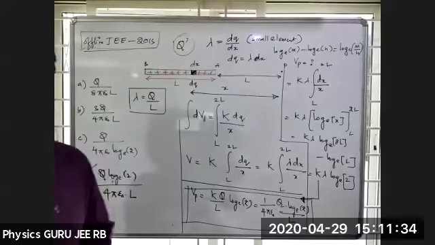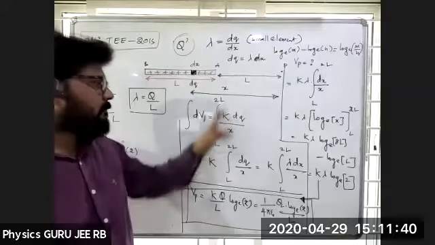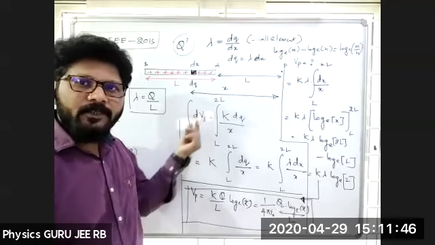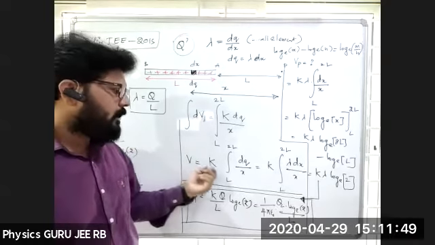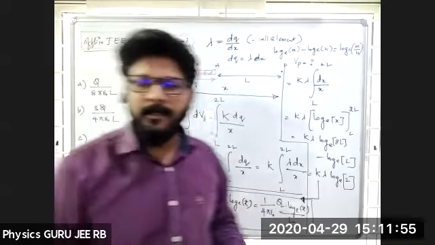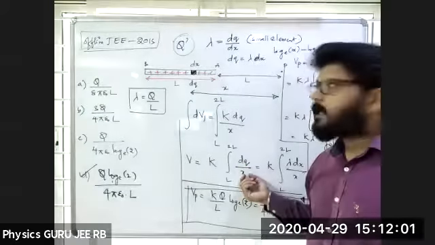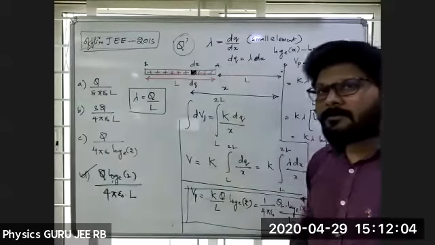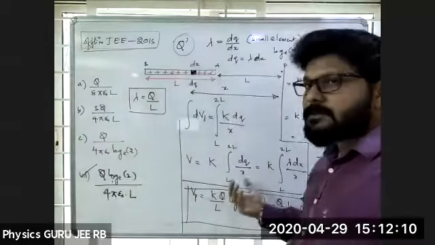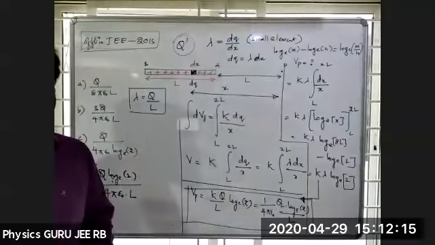Fine. Now here, integration of dV is nothing but integration of k into dq by x. So integration of dV, we will be getting k into integration from L to 2L of dq by x. So dq with respect to x cannot be integrated. What we'll do, we'll try to convert this dq in terms of x, so that dq is equal to lambda into dx. Then simply substituting, a normal process of integration. Finally, we are getting option D. Hope you understood till here.